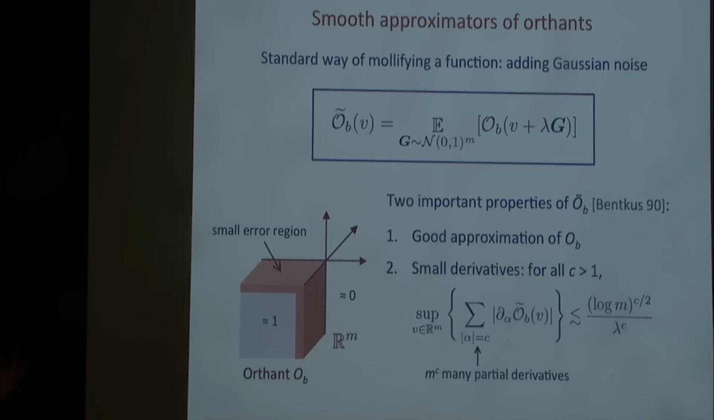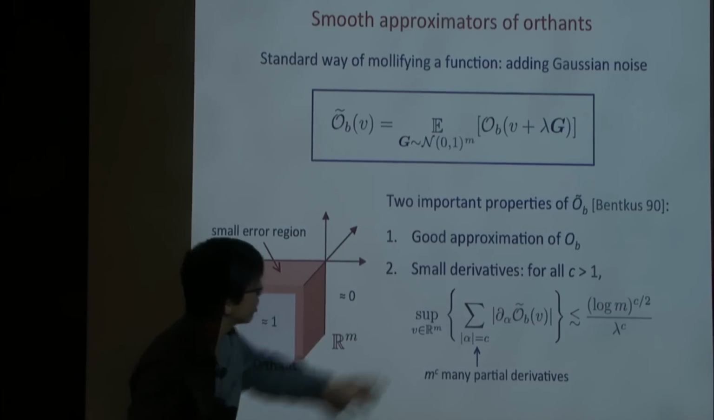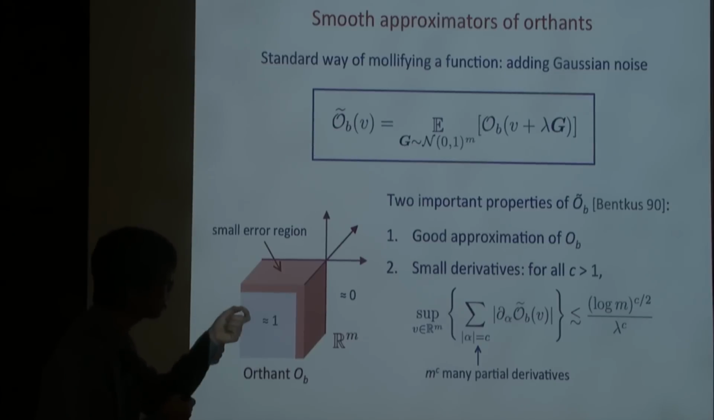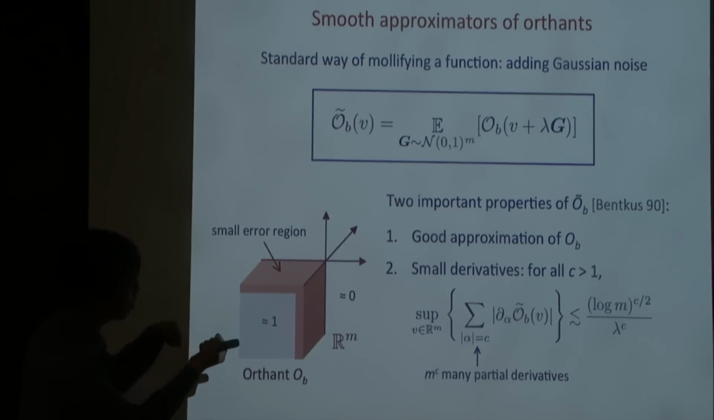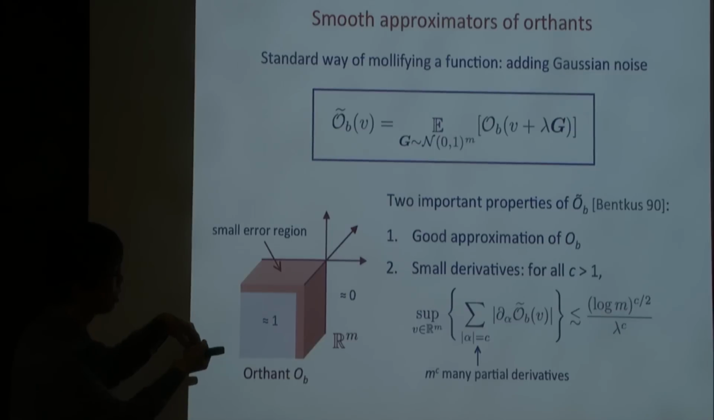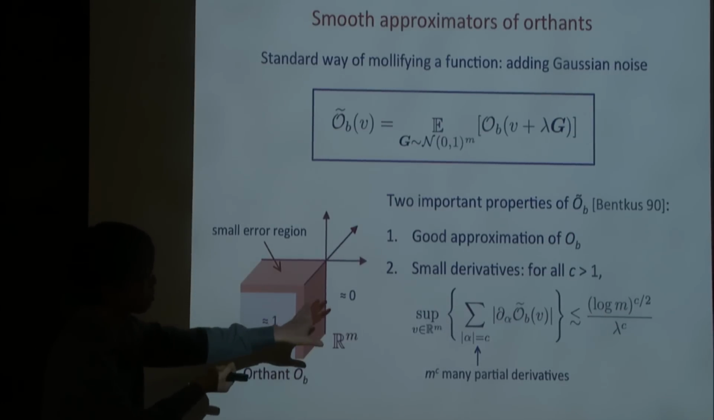You want this to be a good modifier in that it goes very nice and smoothly from 1 to 0. You have small derivatives. This is a technical condition. It says that for any point, if you sum all its c-th order partial derivatives, think of c as a constant, like 4, then the sum of magnitudes of the partial derivatives is this expression.